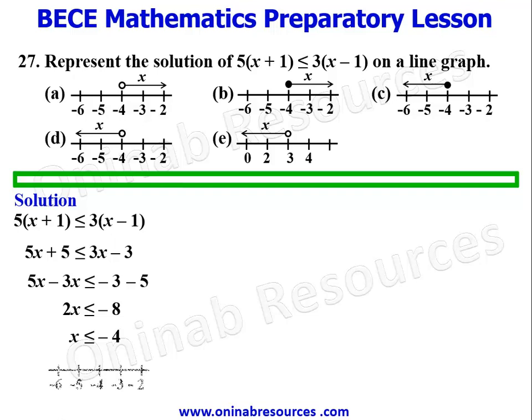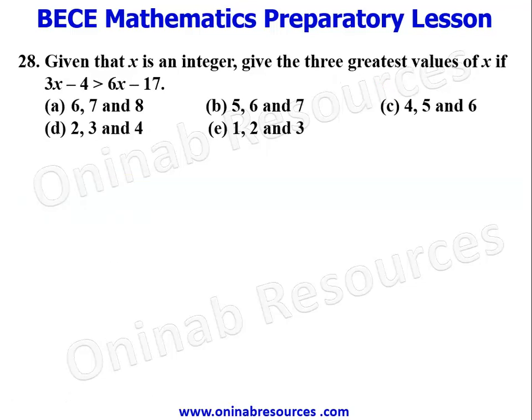So representing this on the number line, we have a number line. We are starting with negative 4. And since it is less than or equal to, we shade the circle there. Draw a line across it. We have our arrow pointing to the left, and this is the number line of this solution of the problem, pointing to the left, and that's option C. That's the end of the solution to problem 27. We go to problem 28.